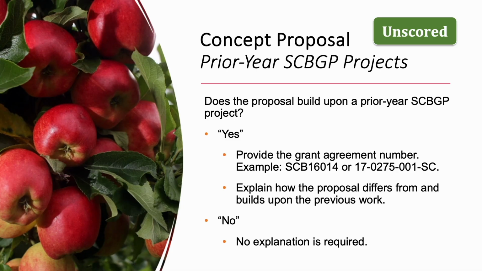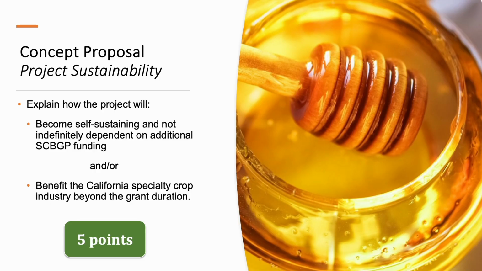Also, note that if your organization has received funding in the past for an unrelated project, it is not necessary to disclose that here. If your proposal does not build upon a prior year SCGBP project, select No from the drop-down menu. This question is unscored. The next question is project sustainability.